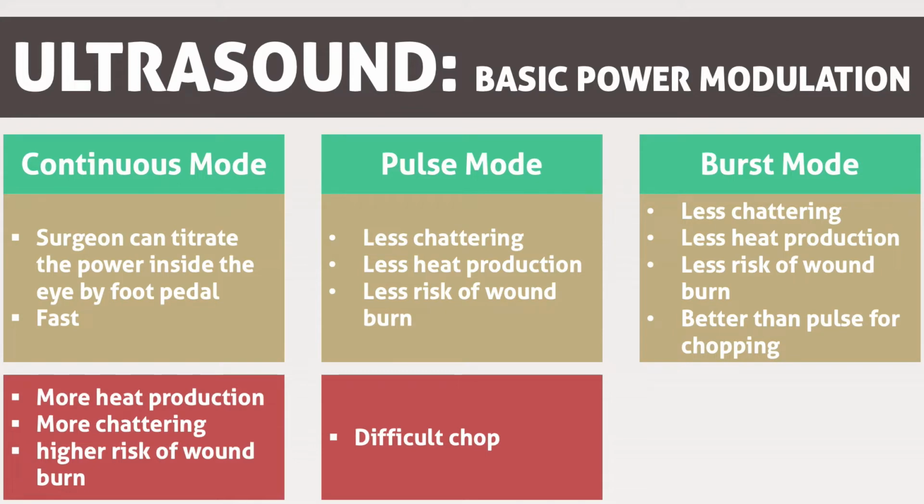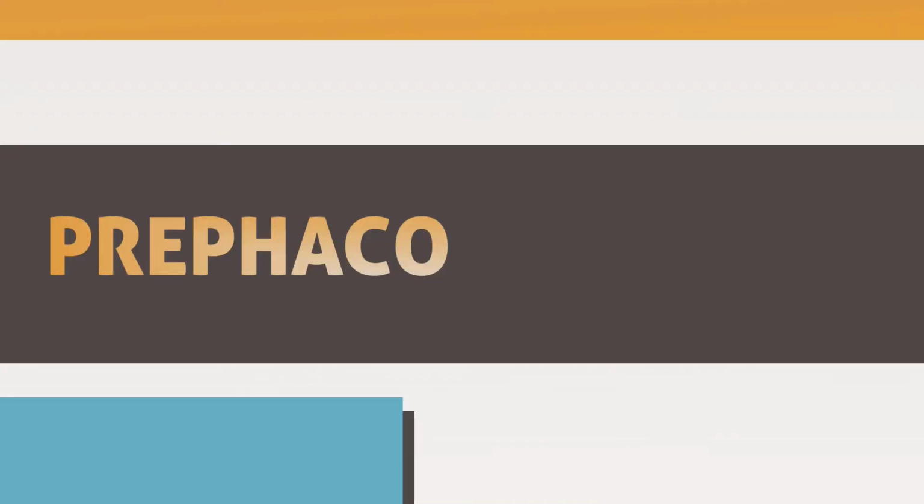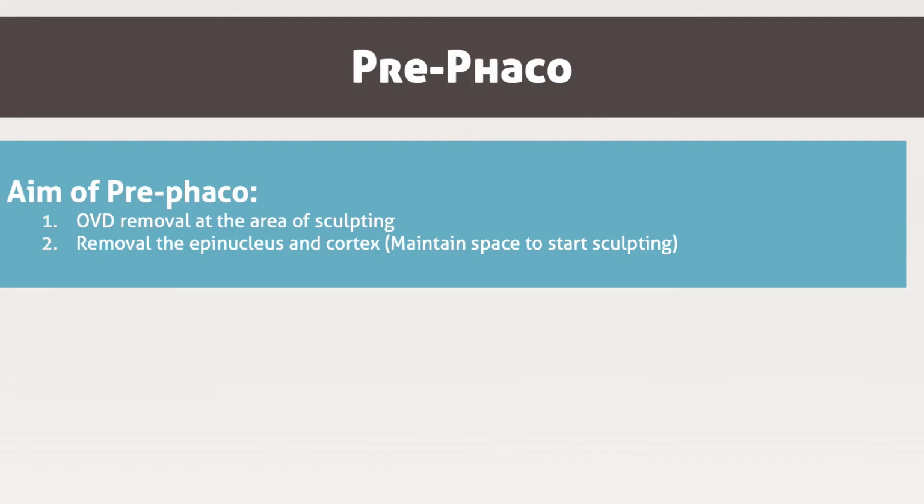Also, the heat production is relatively lower in pulse and burst mode in comparison to continuous mode due to the off time, which allows cooling during this off time. So less endothelial cell damage and less risk of wound burn when we're working with a mode that includes the off time like burst or pulse. So in the setting of mature cataract, it is better to use, for example, burst mode to allow time for cooling.